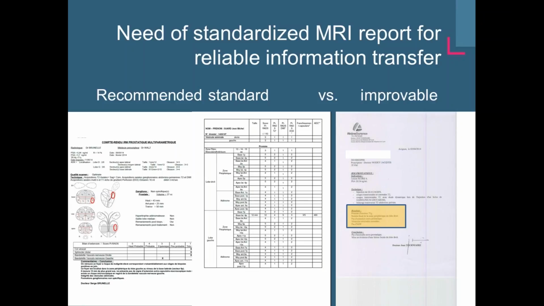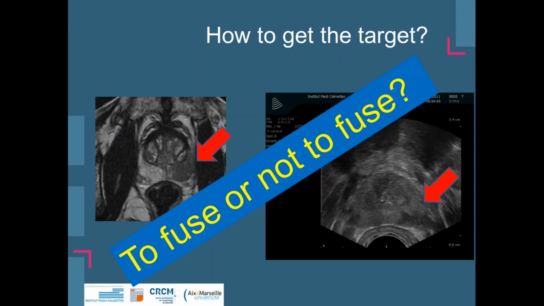If you don't have such a report as shown here on the left-hand side, then you will be unable to work with this data. And then, of course, the question is, how can you get to the target? How can you biopsy the prostate and the lesion that is suspicious? Well, for this, you have 2 options available. You can do a software fusion, or you can do what we call a cognitive fusion.